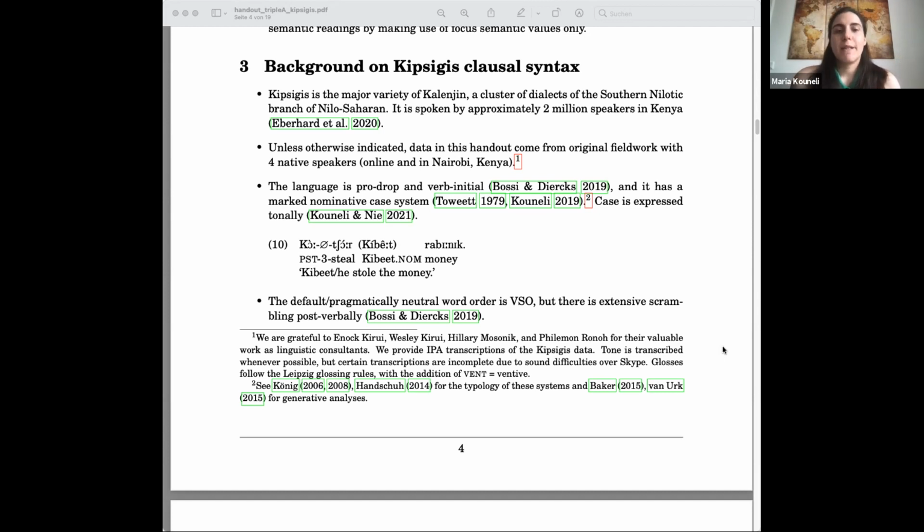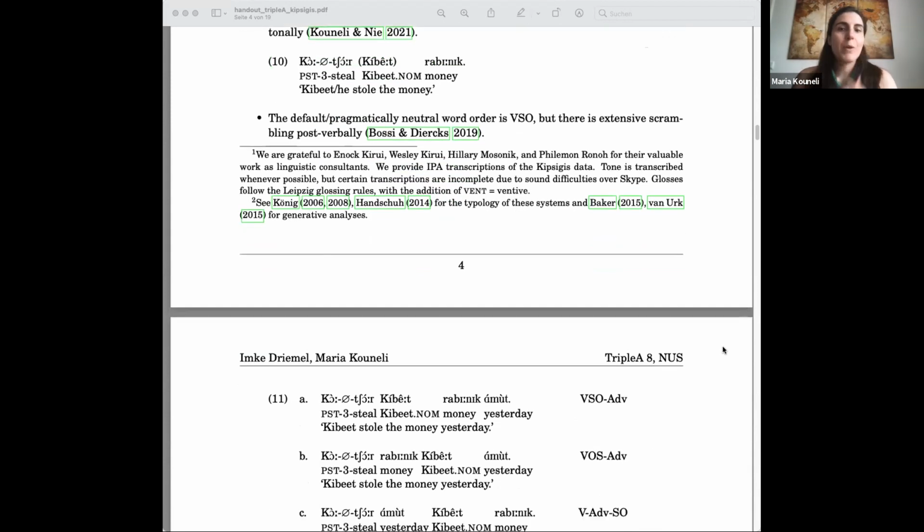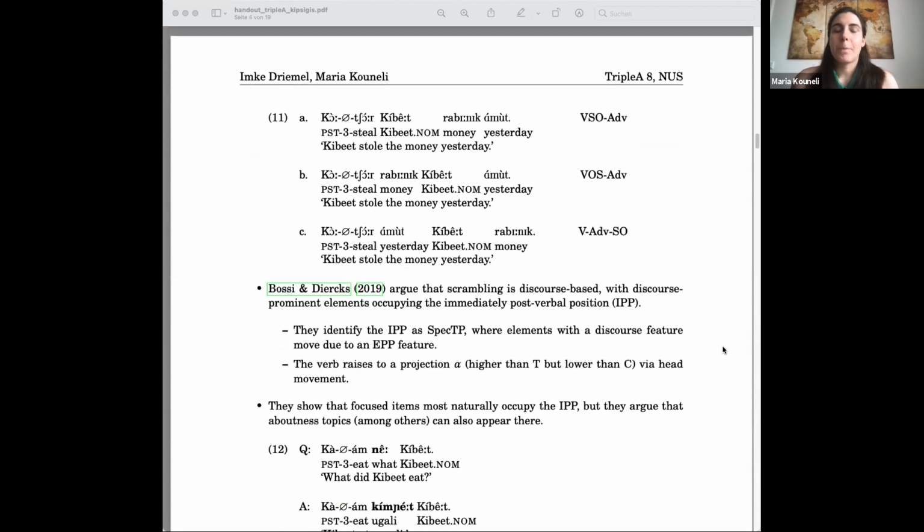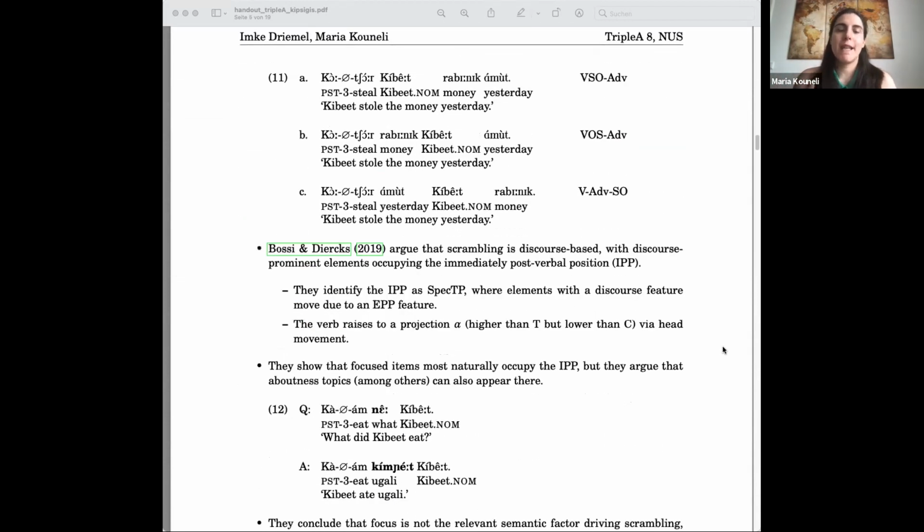So you see an example of a simple sentence in 10. So we have "Kibet stole the money," and here you see that the verb "stole" is at the initial position in the sentence, and then we have the subject, which is marked with nominative, and the subject can be dropped because it's prodrop. Okay, so even though the default or pragmatically neutral word order is VSO, which is what you see in 10, there is extensive scrambling post-verbally, and we mention this data because they are important for information structure.